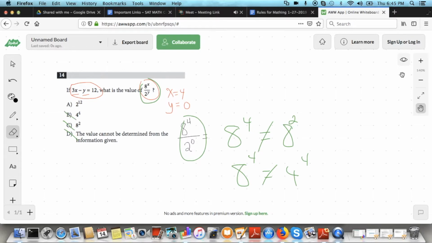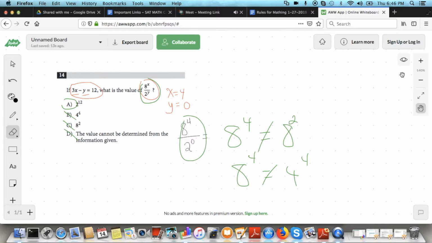Process of elimination, answer choice A. And it is answer choice A. Can I show you why? Yes. Okay, great. I don't think anyone is going to say no.